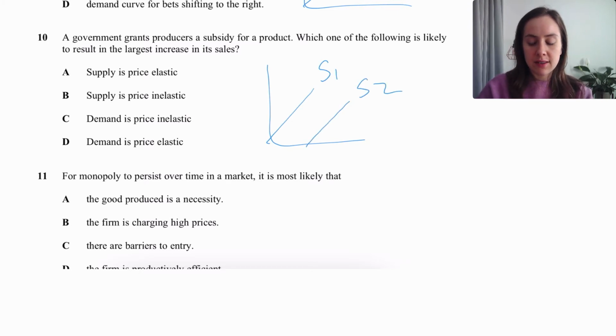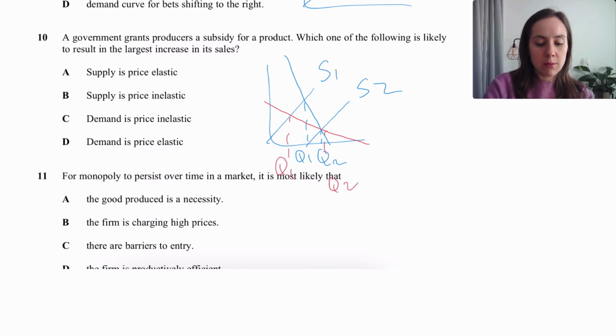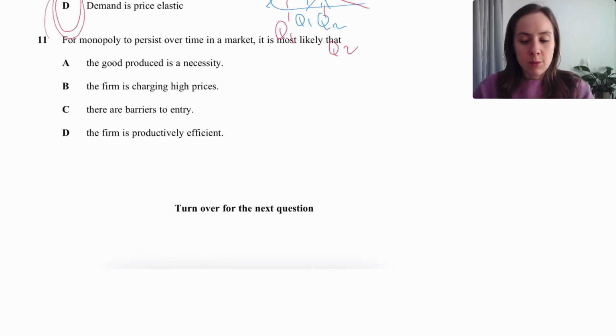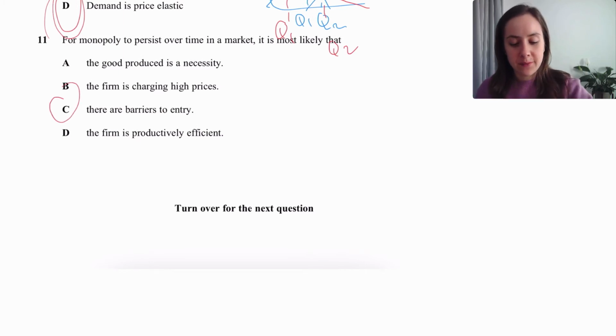What's going to increase its sales? Okay, if we have something that's inelastic, sales will only increase from Q1 to Q2. But if it's elastic, you should get the same increase from Q1 to Q2. So it should be demand being elastic. You want that to be the case. For a monopoly to persist, you're looking for barriers to entry. And hey, look at this, we got it.